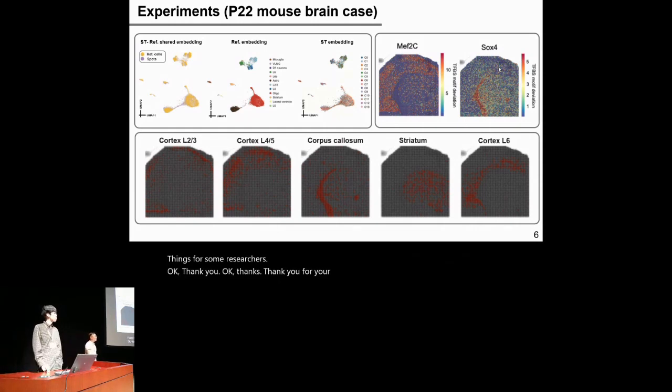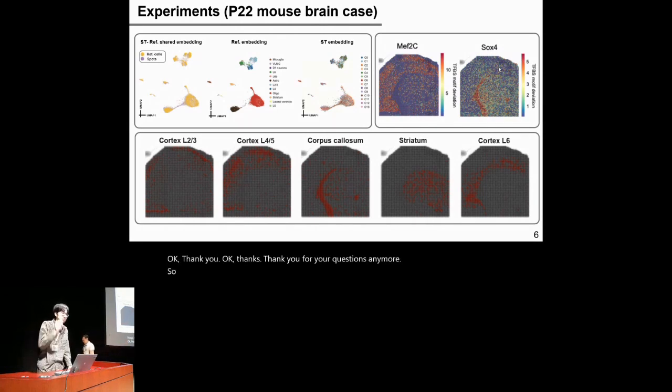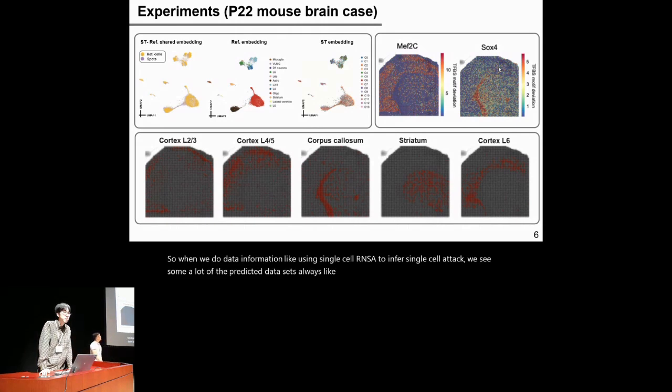Any more? When we do data inference, like using single-cell RNA-seq to infer single-cell ATAC, we see that the predicted data sets always have different sparsity than the real one. I'm wondering, because you're predicting spatial ATAC, are you having the same issue?